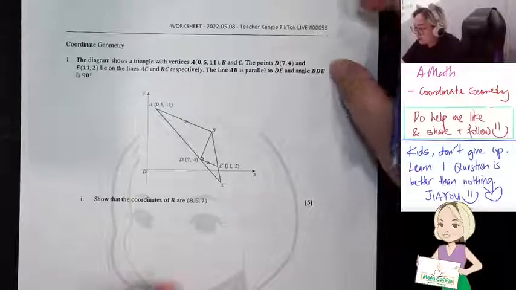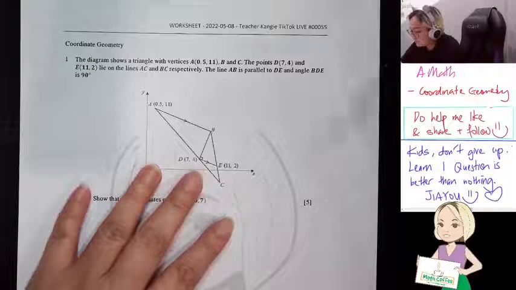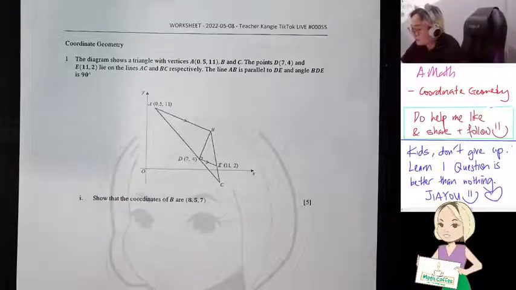Okay, so the diagram shows a triangle with vertices (0.5, 11). This is coordinate geometry. I don't know which form this is. This is Singapore math, but of course it definitely applies for Malaysia math or even IGCSE. It's just that I don't know which level it is.